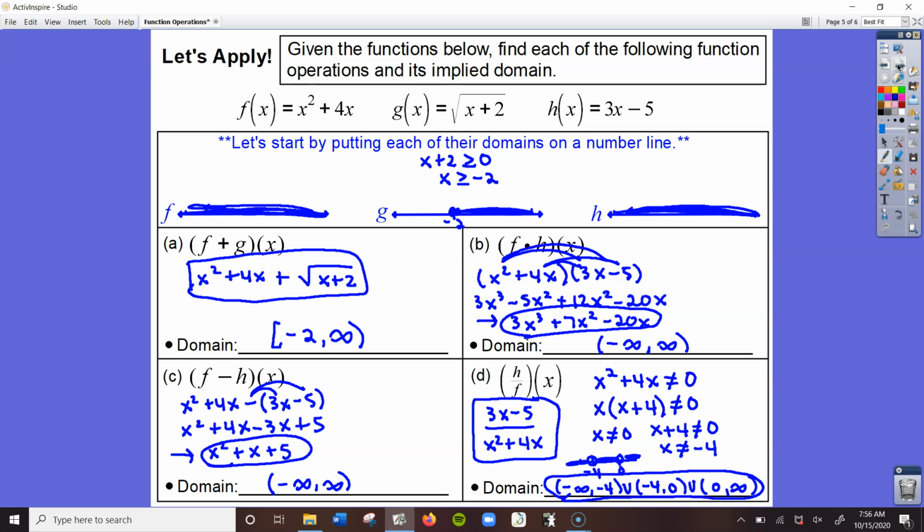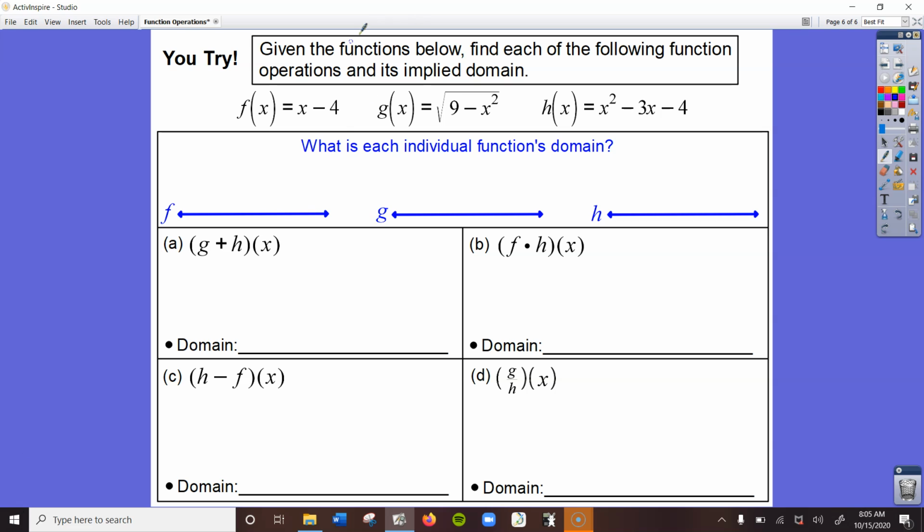Let's look at a few more examples. Alright, so first we're going to determine each of the individual conditions for the domains of f, g, and h. F is a polynomial type function, so that means that its domain is all real numbers, so the entire number line. Now g of x is a square root, so remember we'd have to do 9 minus x squared, the inside of the radical, and make it greater than or equal to 0.